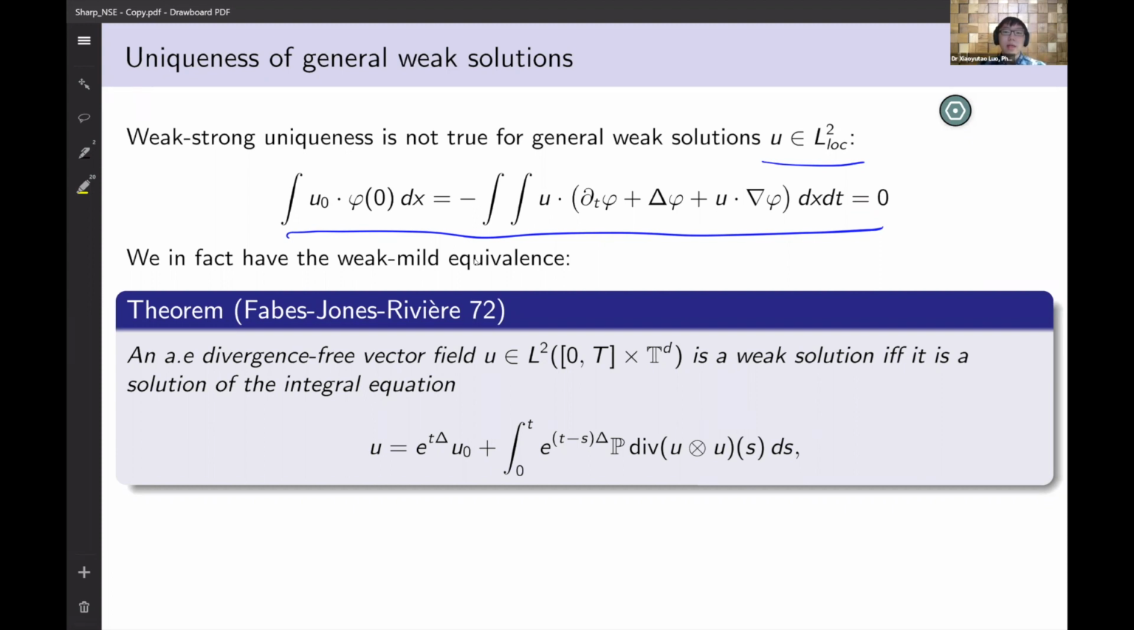And in fact, this weak formulation is not so weak, because by this classical result of Fabes-Jones-Rivière, we know that a weak solution is in fact an integral solution. So a weak solution also solves the following integral equation. Here P is the Leray projection, so it projects a vector field onto the divergence-free vector field, and e^{tΔ} is the heat kernel. So we have this kind of weak-mild equivalence.